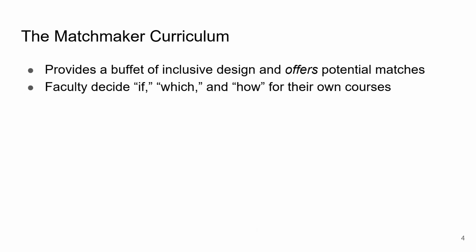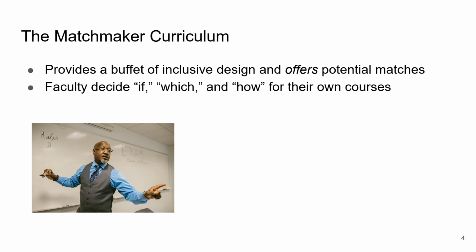The answer to this how question is what we call the Matchmaker Curriculum. The Matchmaker Curriculum provides a buffet of inclusive design elements to faculty and offers potential matches. In this process, faculty decide if they want to use the Matchmaker Curriculum, which elements to choose, and how to embed them into their own courses. In this way, the Matchmaker Curriculum is like a dating app.